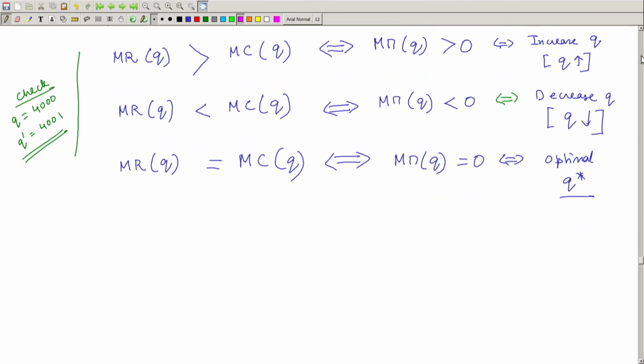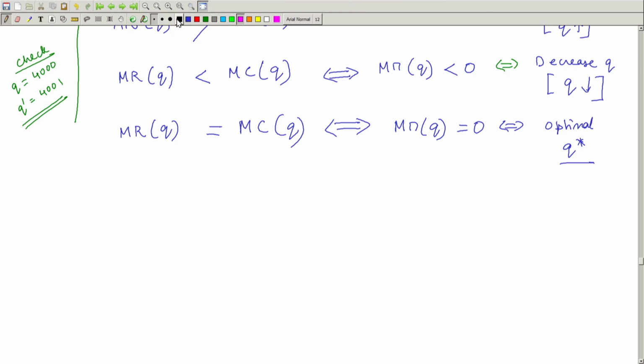Okay. So now let's compute the optimal Q star. So we want to compute the optimal Q star.